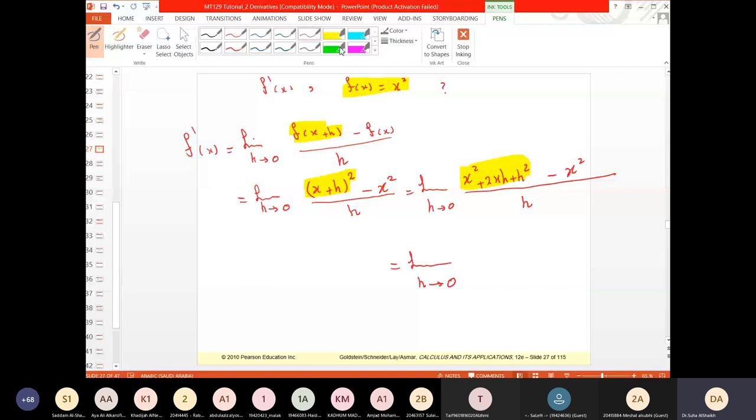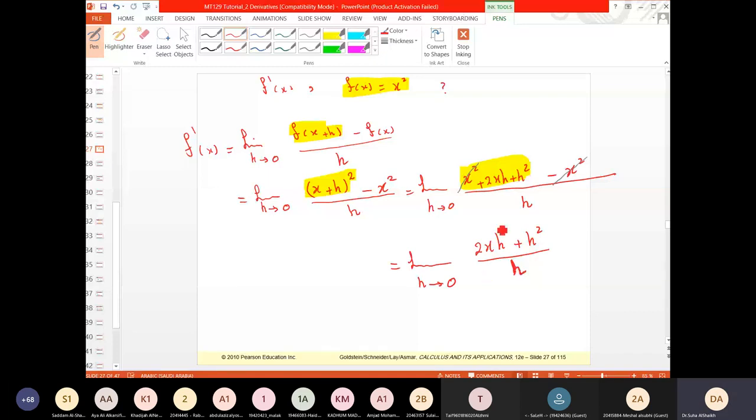Now we check if we have a cancellation. We have a cancellation actually. x squared minus x squared, they cancel. So we remain with 2xh plus h squared over h. Till now I can't change h with 0. If I change it with 0 down there I will get a 0. So I cannot do this. I still need to simplify.